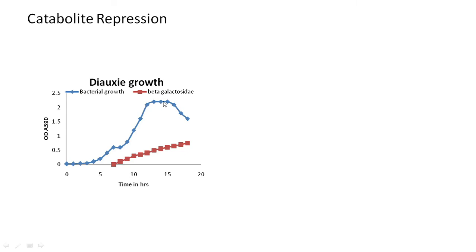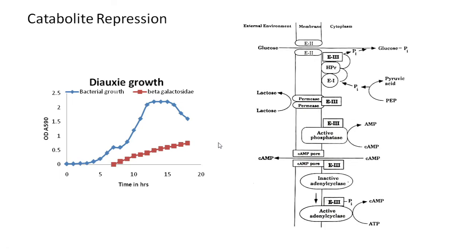When lactose is consumed completely, the stationary phase and death phase will occur again. This kind of growth phase is called a diauxic growth curve, and it occurs because of the presence of glucose along with lactose in the medium. So how does glucose actually decrease the concentration of cAMP?